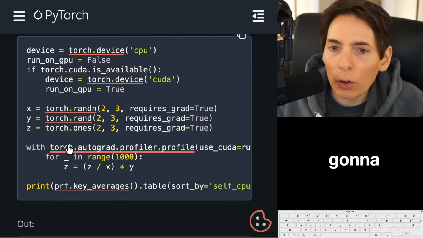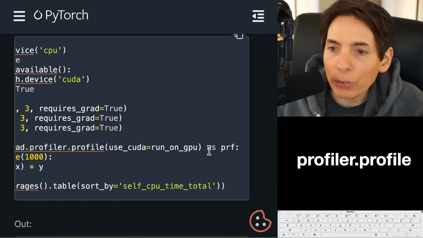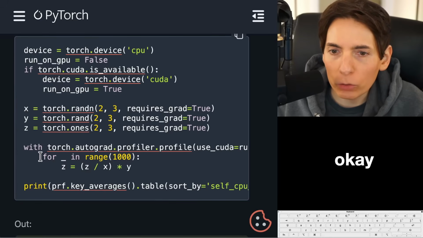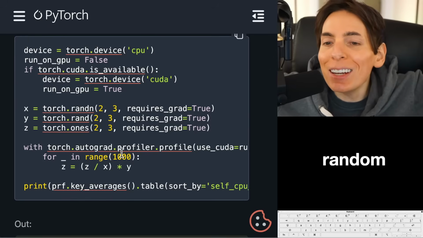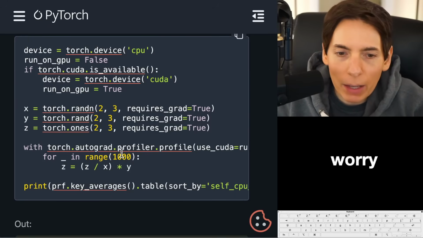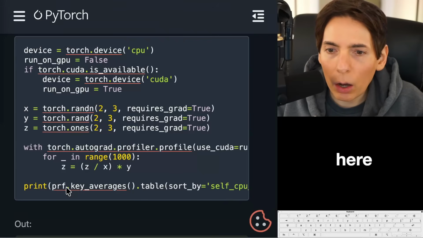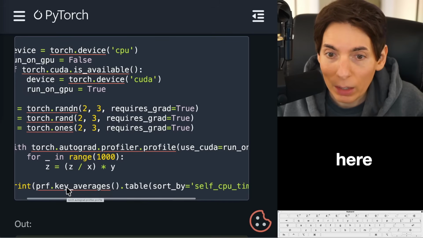We're going to use torch autograd profiler.profile as PRF. Then we're going to loop through 1,000 iterations and do a whole bunch of math. It's random, unneeded math. We don't need to worry about that. Print. What are we printing here? Key averages table. Oh, wow. This is a whole bunch of things here. What is going on here?